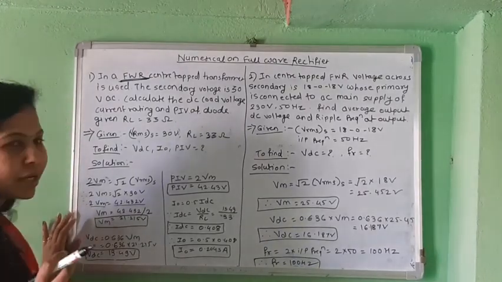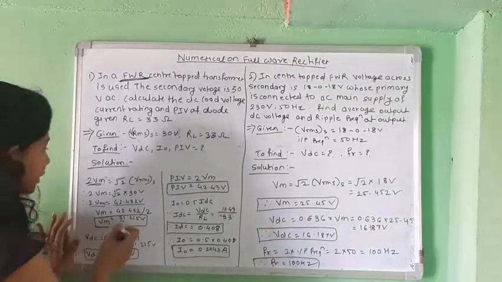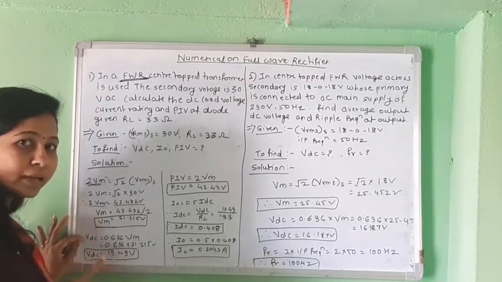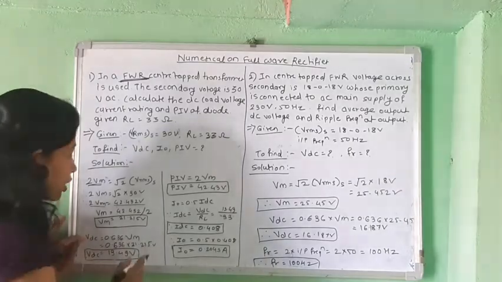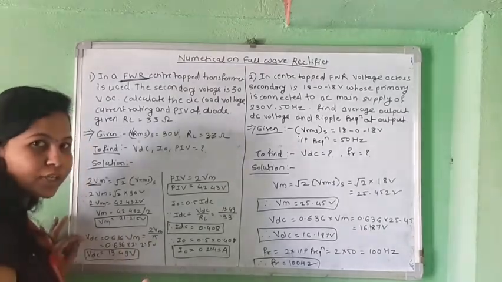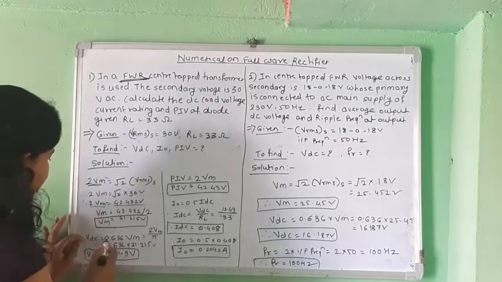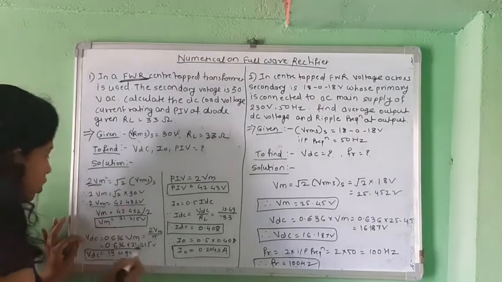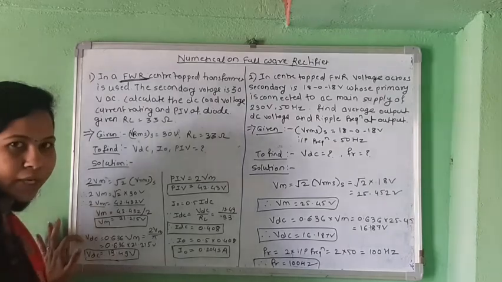Next, we have to calculate VDC and for that we need Vm. We have the value of Vm, so put it in the formula of VDC. What is the formula of VDC for full wave rectifier? It is 0.636 into Vm, or 2 Vm upon pi. But for calculation it is easy, so we'll take this formula. 0.636 into the value of Vm, 21.215. Multiply this and we get VDC equal to 13.49 volt.